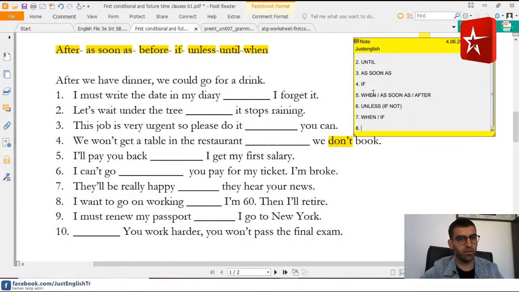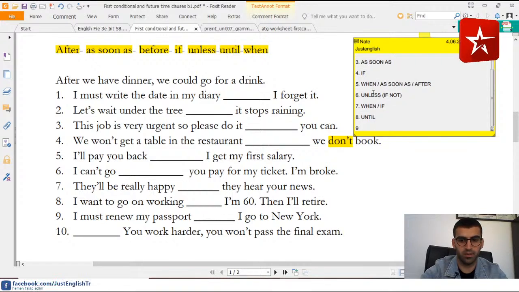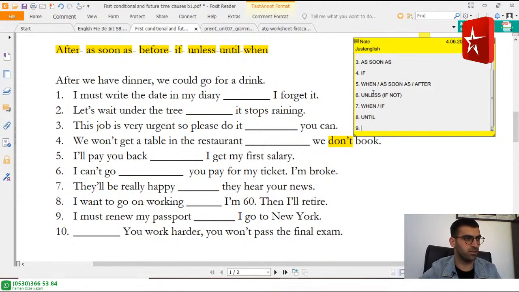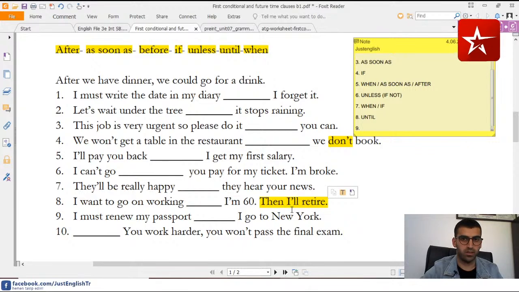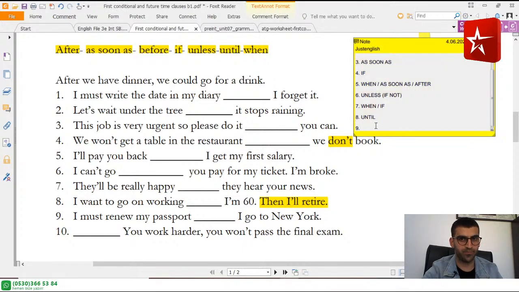No, the correct answer is until. I want to go on working until I am 60. Until is a correct answer for number 8. Then I will retire. But we can't use before, because we have then I will retire. There won't be any meaning if we use before for this sentence. Yes, and let's continue with number 9.